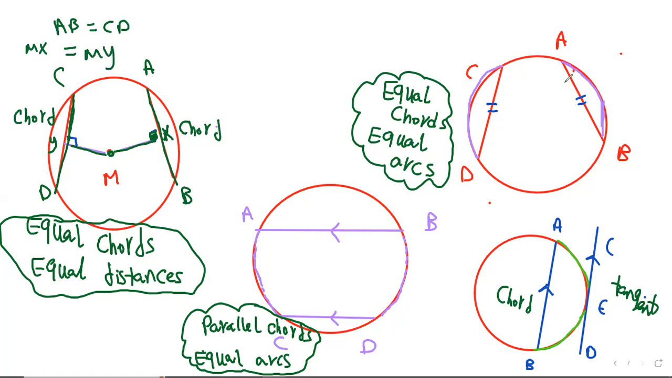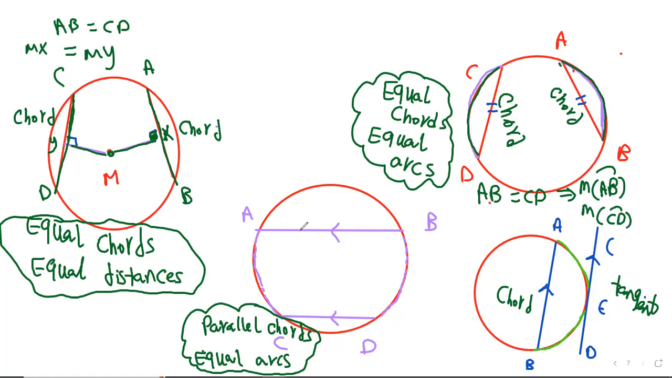And also if we have equal chords, then that leads to equal arcs. So here we have the chord AB equal to the chord CD. So that leads to the arc AB being equal to the arc CD. Once again, if AB equals CD, the chord equal to the chord, that leads to the measure of arc AB being equal to the measure of arc CD. That's it.